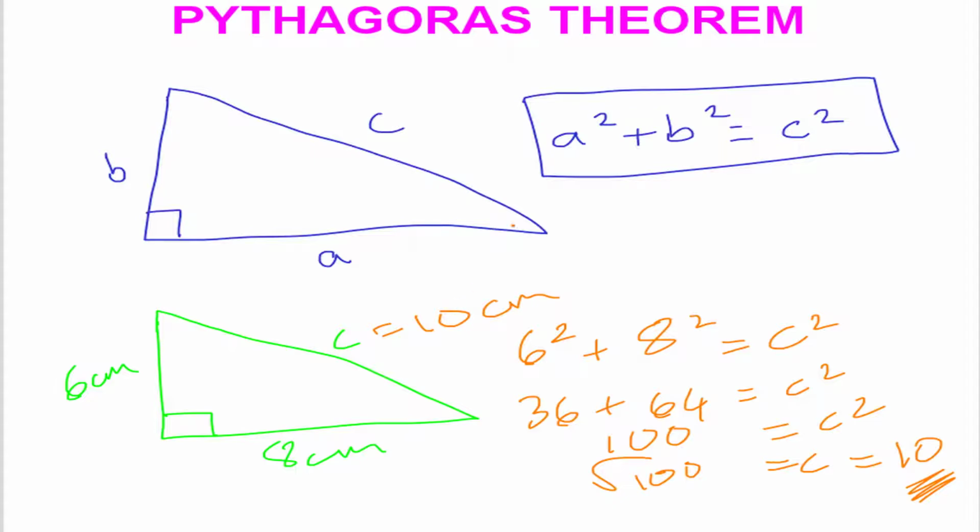That's a quick way of understanding how Pythagoras theorem is used. There are different ways of being asked this question. For example, you might be given C and A and you have to work out B, or C and B and you have to work out A, or in this case A and B and you have to work out C. So let's give you guys a few more examples.